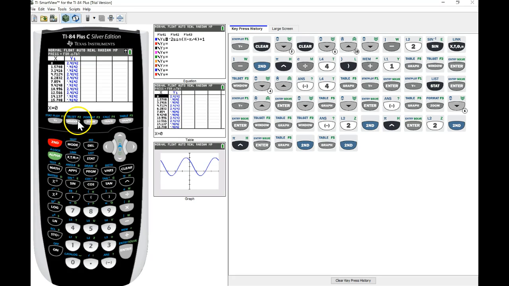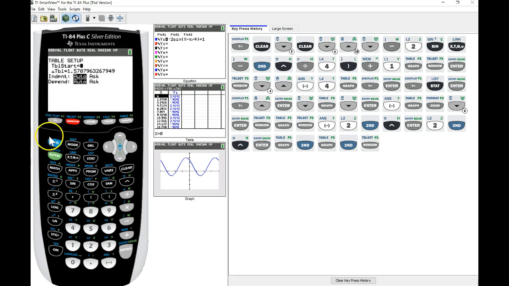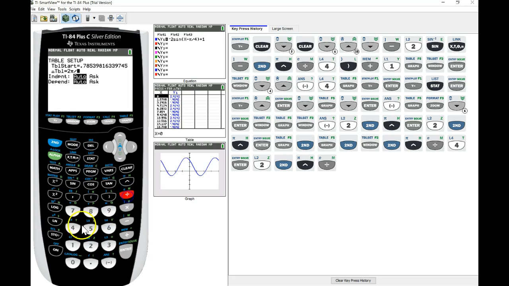So I'm going to press second, and then press the window button. That's going to open up the table set menu, because what we're doing is setting up the table. We said that we wanted it to start at pi over 4. So I'll type that in, and I'll press enter. And we said we want it to go by 2 pi over 4. And I press enter. And you notice that this is automatically converting these to decimals. Now I'm going to go back and look at my table.